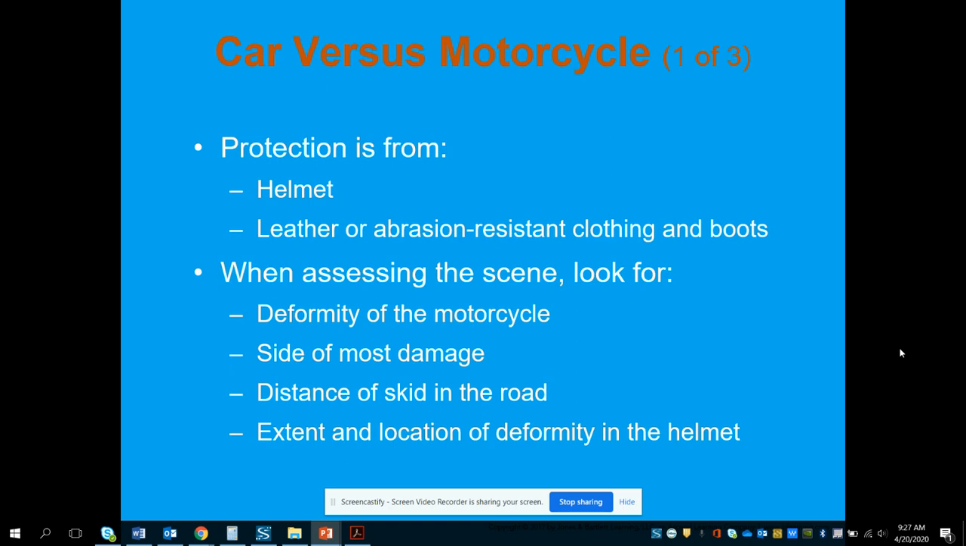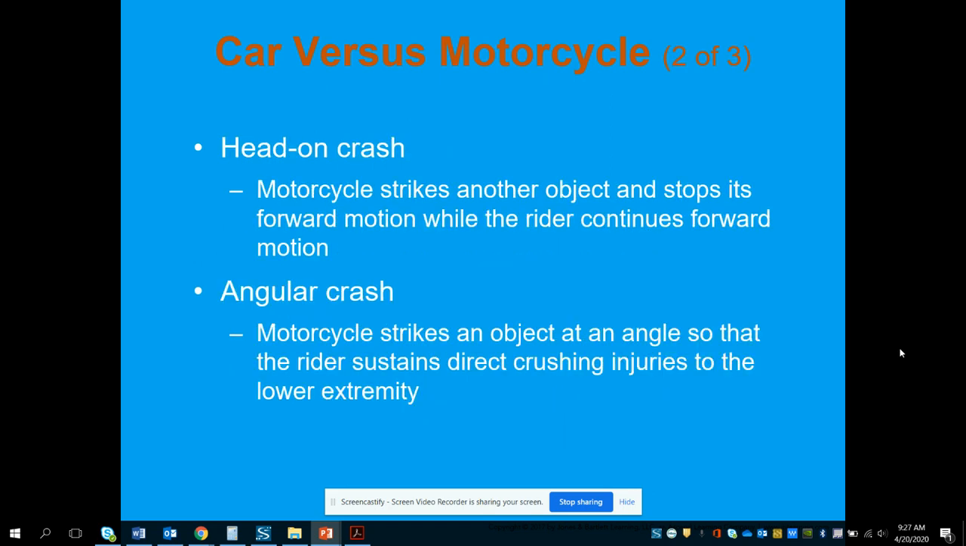So when we're looking at this, we're looking for deformity of the motorcycle, the side with the most damage, the distance of skid in the road, the extent and location of deformity in the helmet. And just like with regular car crashes, there are several different types of motorcycle crashes as well. So you could have a head-on crash. Motorcycle strikes another object and stops the forward motion, and the rider continues forward motion. And so that goes back to the transfer of energy that we talked about.